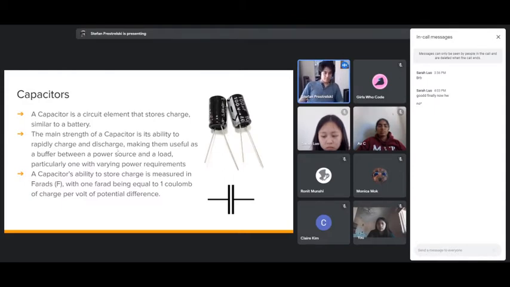So for the same voltage, it can supply much more current. The capacitor's ability to store charge is measured in a unit called farad, with 1 farad equal to 1 coulomb of charge per volt of potential difference. For example, the capacitor in this image is 100 microfarads, which means for 1 volt of potential difference, we'll be storing 100 microcoulombs, which is, I believe, 100 millionths of a coulomb, and it's represented on a circuit by these 2 vertical lines of the same length.